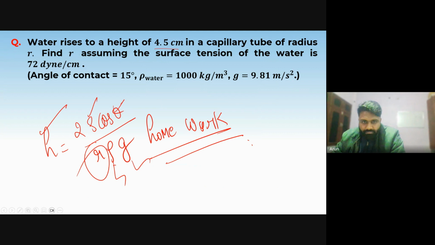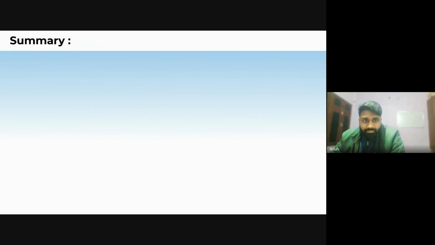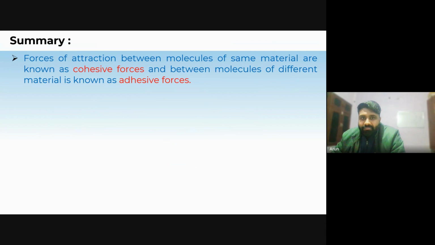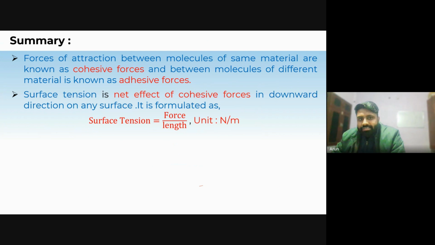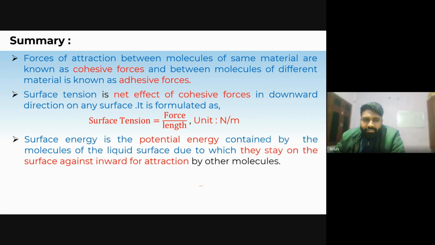Now, if I talk about the summary, we have done the forces of attraction between molecules of the same material, known as cohesive force, and between molecules of different material, known as adhesive forces. Surface tension is the net effect of cohesive force in the downward direction on any surface, and it is formulated by force per unit length. We have seen it. Surface energy is the potential energy contained by the molecules of the liquid surface, due to which they stay on the surface against the inward attraction by the other molecules.